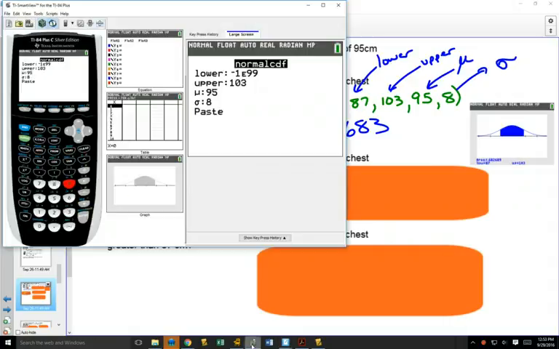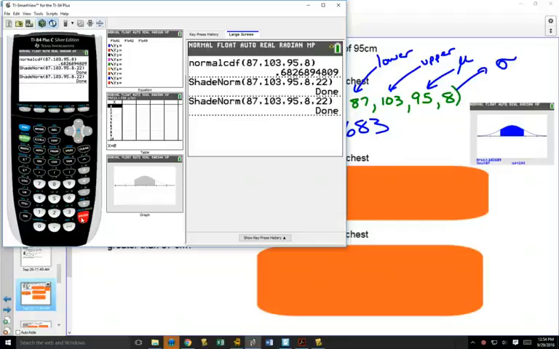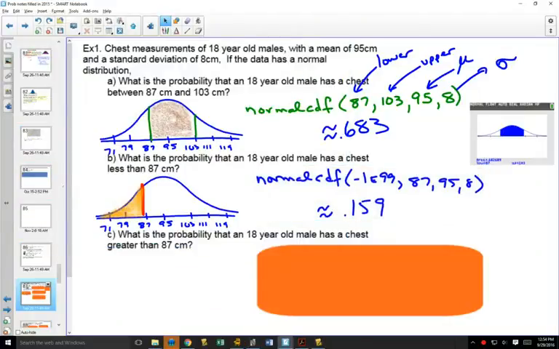So when we set our lower at negative 1 e to the 99, and now we want to go as an upper number up to 87, our mean is still 95 and our standard deviation is still 8. We paste it in there, and we've got a 0.159 chance.